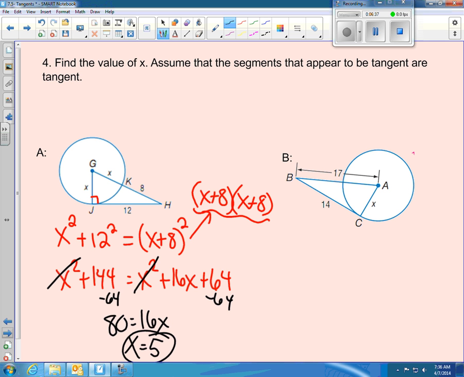Okay, I want you to go ahead and do B. A was definitely the more difficult problem between A and B. So go ahead and do B. Set it up again using the Pythagorean theorem and solve for our x.